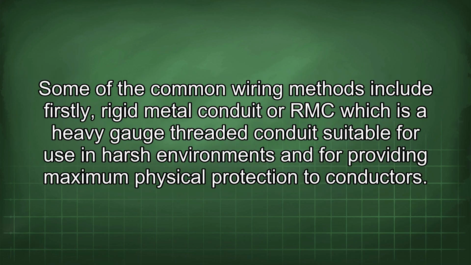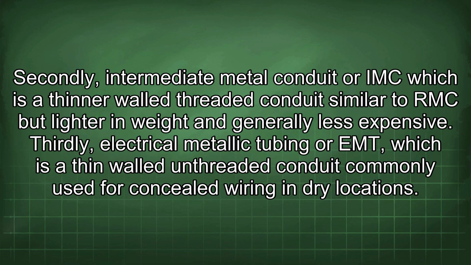Some of the common wiring methods include, firstly, rigid metal conduit or RMC, which is a heavy gauge threaded conduit suitable for use in harsh environments and for providing maximum physical protection to conductors. Secondly, intermediate metal conduit or IMC, which is a thinner walled threaded conduit similar to RMC but lighter in weight and generally less expensive. Thirdly, electrical metallic tubing or EMT, which is a thin walled conduit commonly used for concealed wiring in dry locations.